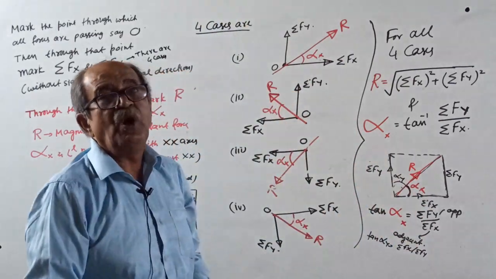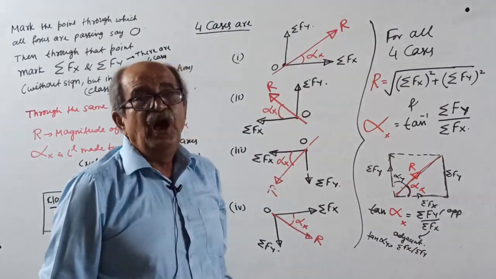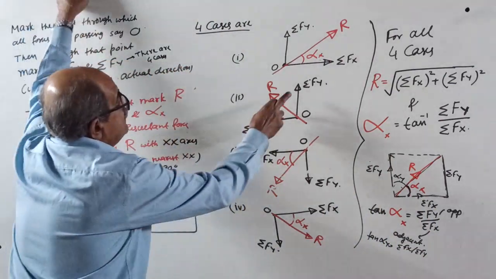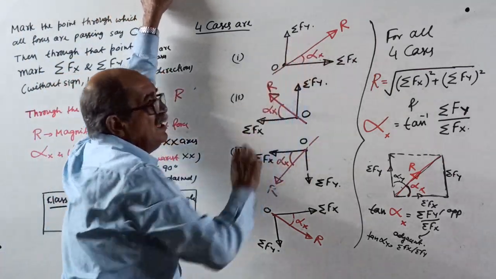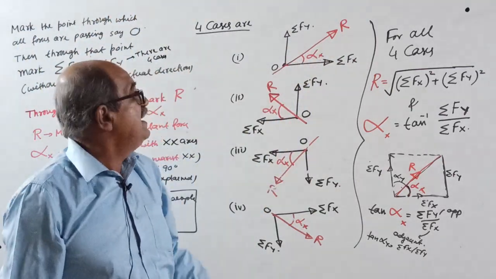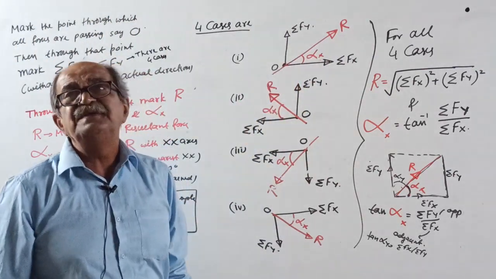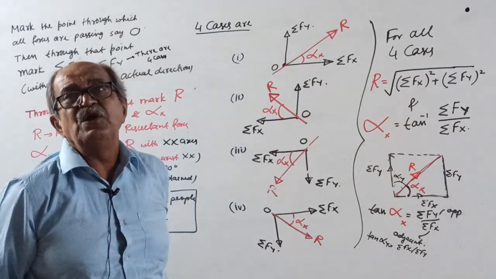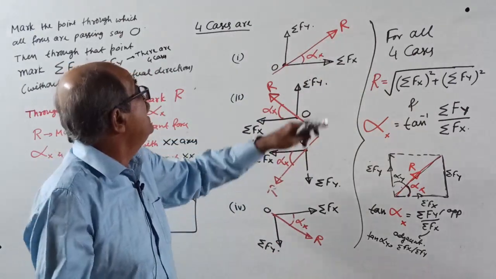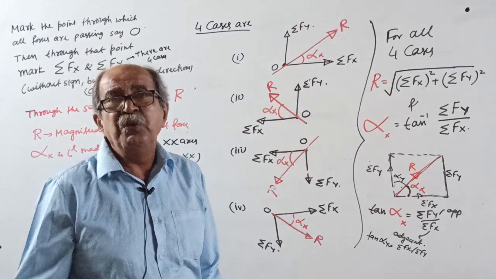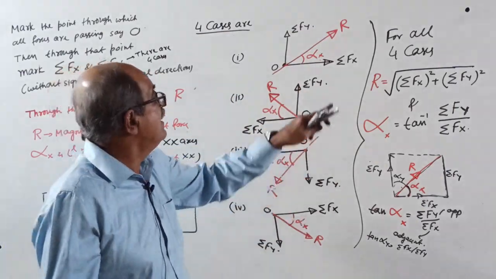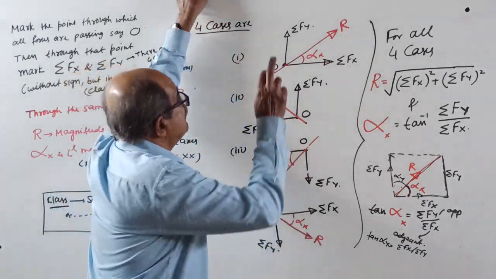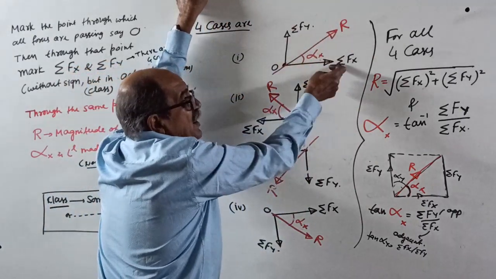Oh, one point, I forgot. Sigma Fx and sigma Fy are the components of the resultant along x and y. There is a principle: if sigma Fx and sigma Fy are the components of the resultant along x and y, then for the resultant R, the components along x and y are nothing but sigma Fx and sigma Fy only. So, for the resultant, these two are the components.